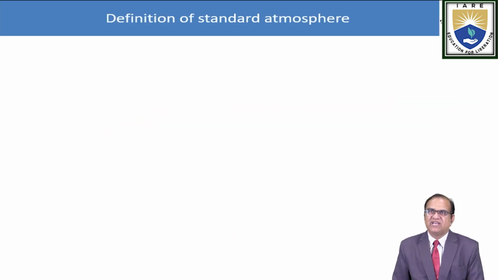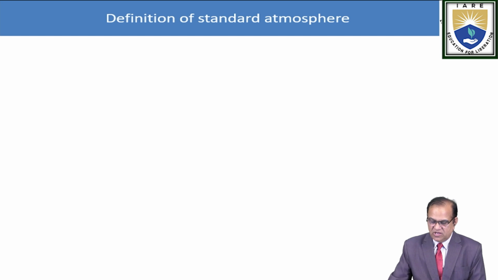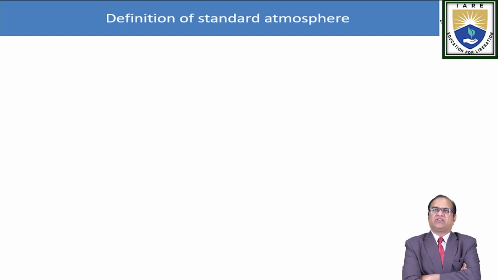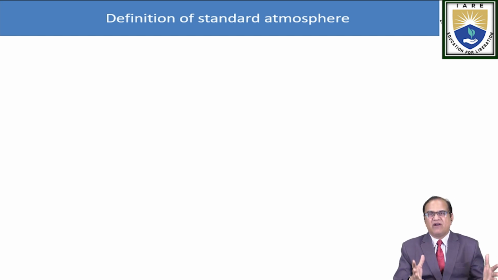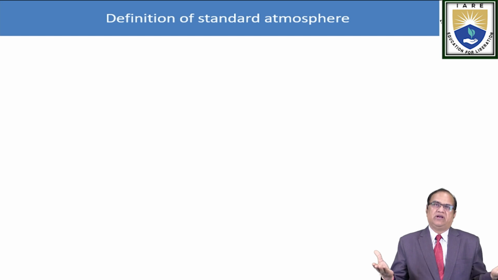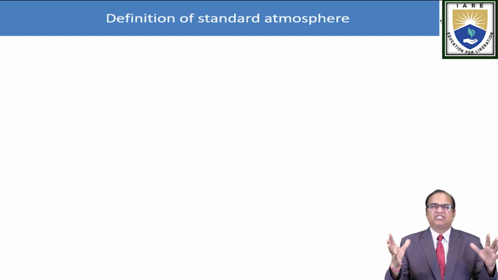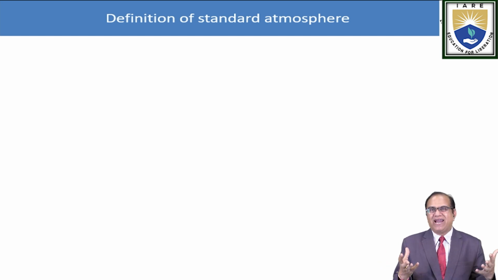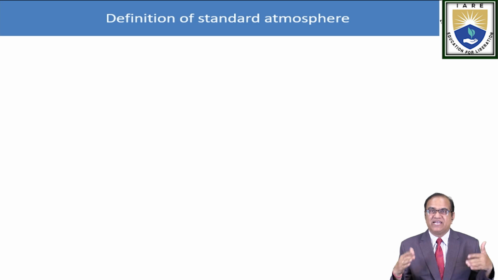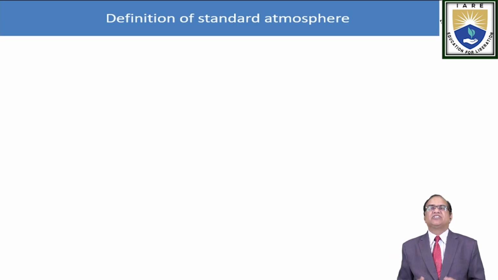Now the definition of the standard atmosphere. Before we proceed to the standard atmosphere, why do we need to understand it? Because as your aircraft is flying, the temperature, pressure and density of the atmosphere are varying. If all three parameters vary, the aerodynamic performance of the aircraft will also vary. As you go up and up, density is less, and the engine thrust will also reduce.